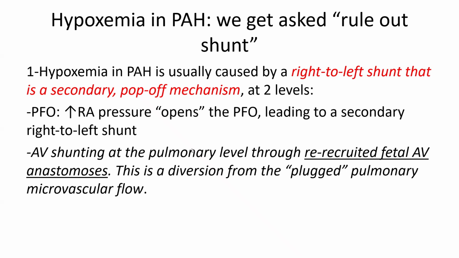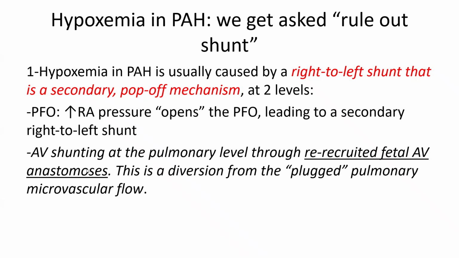Normally, neonates have pulmonary arteriovenous connections between the pulmonary arteries and the pulmonary venous circulation, and those involute at birth. But even normal humans continue to have maybe up to 2% degree of AV shunting and AV communication. This AV shunting and communication will increase in the case of PAH when the pulmonary microvascular flow is plugged. This will create a diversion, a pop-off from that plugged pulmonary microvascular flow.